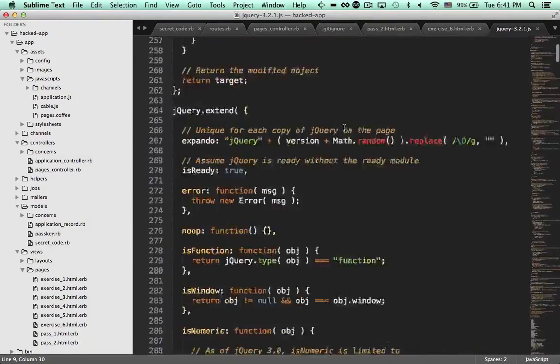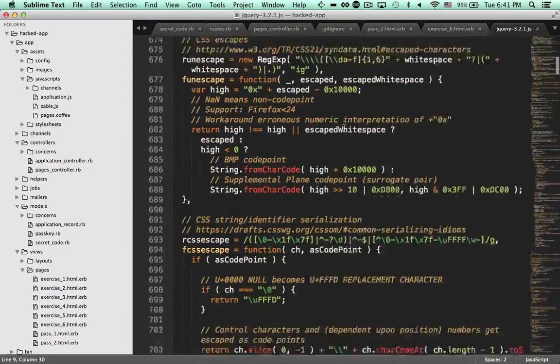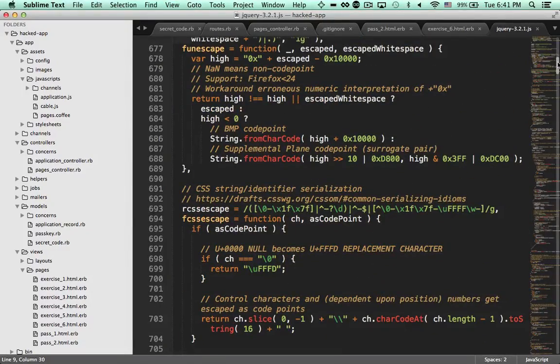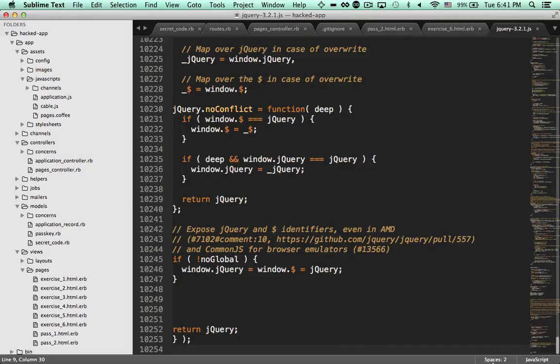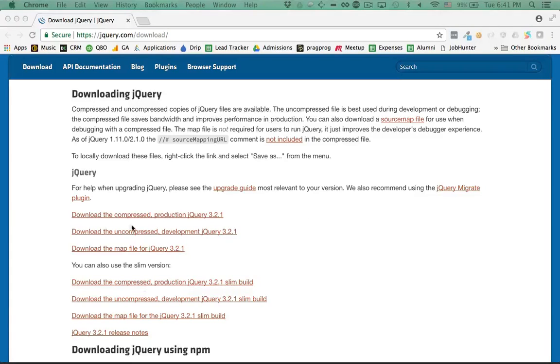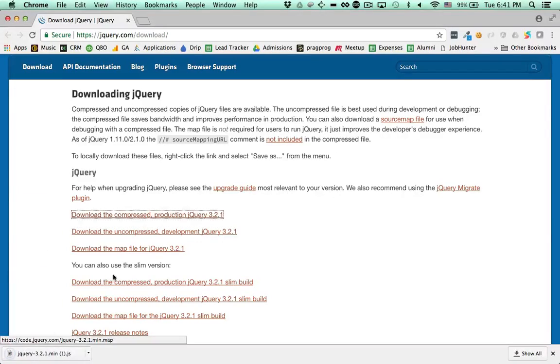This is just a lot of lines of jQuery, right? And actually, if you want to check how many lines it is, it's over 10,000 lines of JavaScript. That is the jQuery library. If we want to use jQuery, it makes some JavaScript development easier. But let's take a look at the compressed version and see what that looks like.